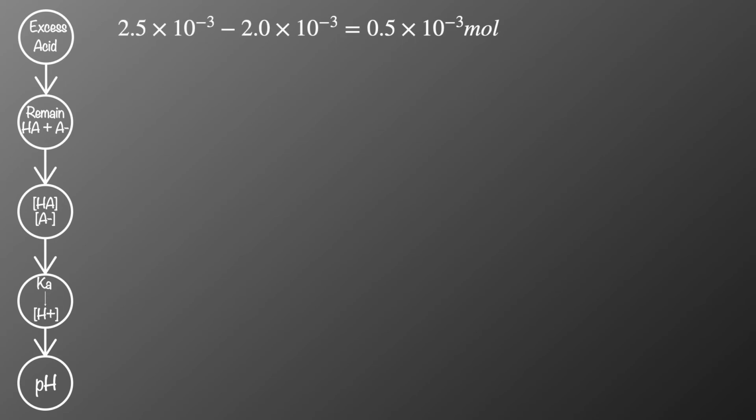We've just worked out the excess of acid in the previous steps, and this is now the remaining HA. But we also need to work out how much A- was produced. This is the same as the starting moles of OH-. For every mole of OH- reacted, it's produced 1 mole of A-.